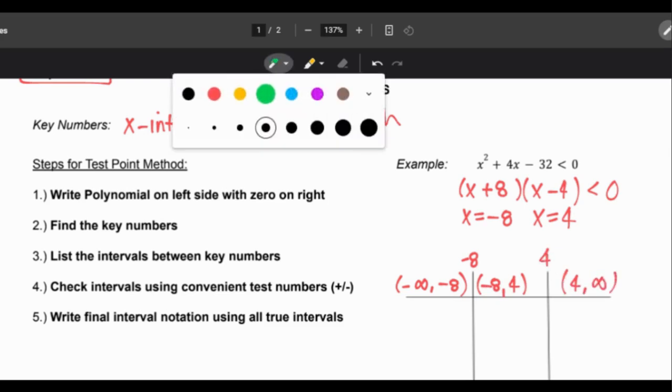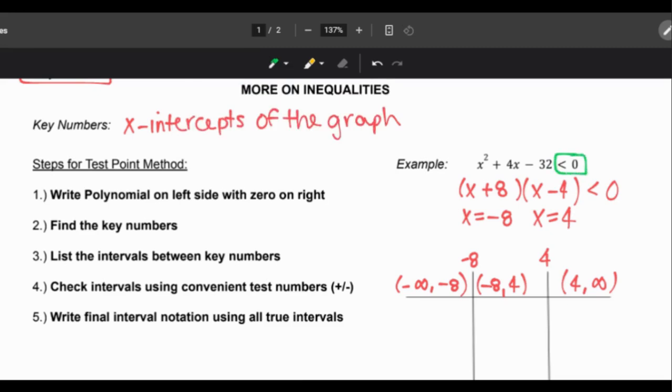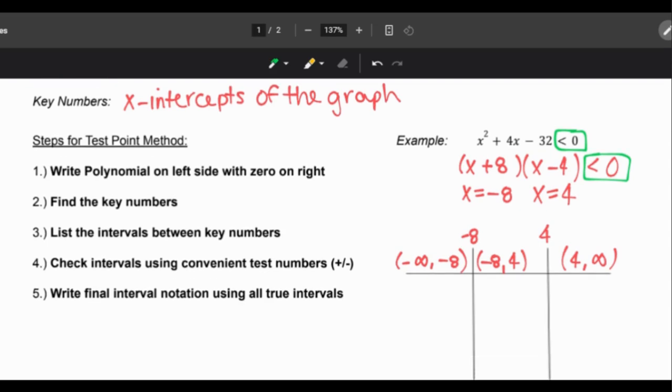So if we look back at the original inequality, it says that our goal is to have values that are less than 0. So not equal to 0, but just less than 0. That means if we were to plug in exactly negative 8, that would not work. So that would be an open circle here. If we plugged in exactly 4, that would be equal to 0. That would be an open circle there. But now we need to know which of the 3 sections is actually going to be part of our solution set. So we're going to test a different value that's within each of these intervals.